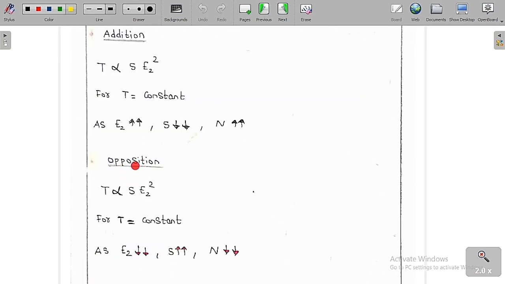Now what happens in the opposition, or subtraction, case? If you inject the voltage into the rotor but it subtracts from the original EMF induced in the rotor, the overall value will decrease. So torque is directly proportional to S into V square. For a constant torque demand, as the overall EMF induced in the rotor decreases, the slip should increase to keep the torque constant. As the slip increases, the rotor speed must decrease. So this is a very beautiful concept.